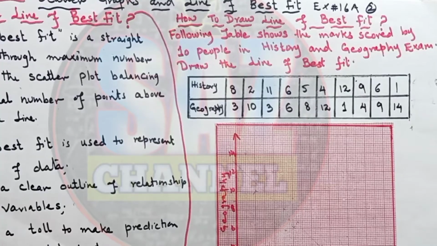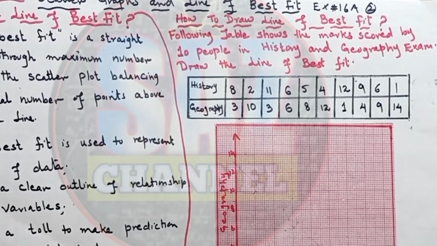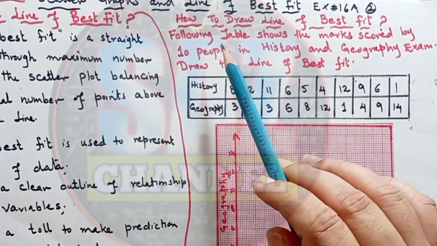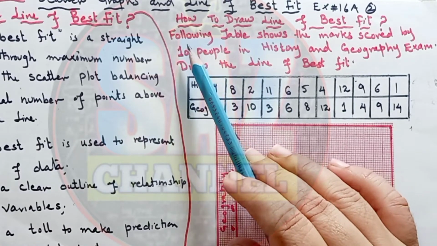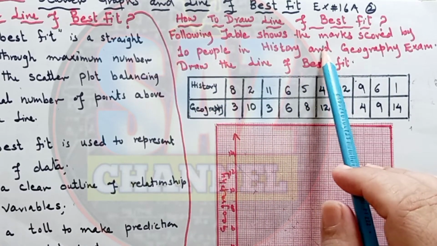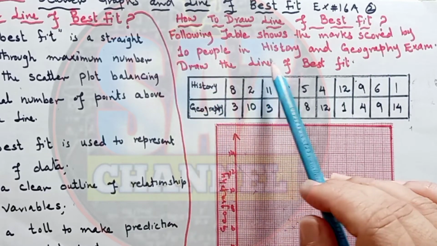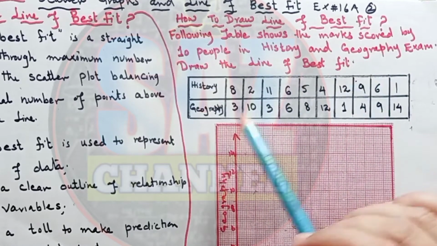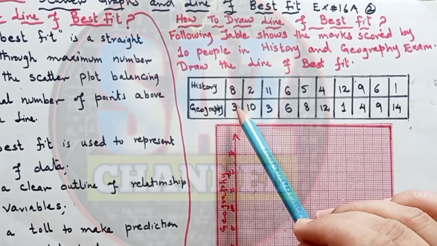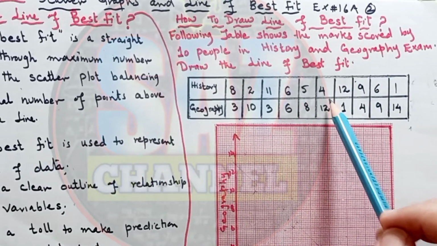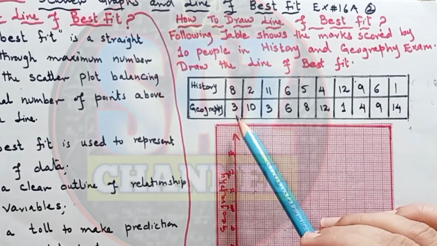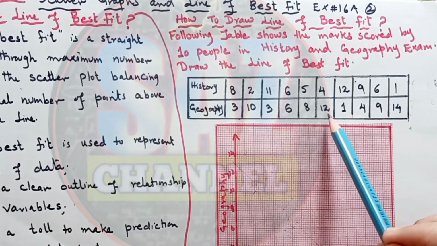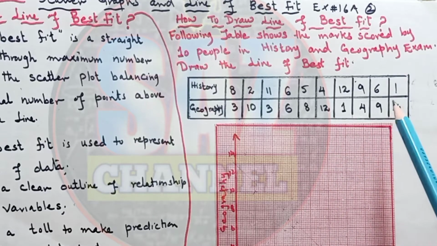Now let's move to one example and try to understand how to draw the line of best fit. The question says that the following table shows the marks scored by 10 people in history and geography exams. Draw the line of best fit. The marks for history are 8, 2, 11, 6, 5, 4, 12, 9, 6 and 1. And for geography are 3, 10, 3, 6, 8, 12, 1, 4, 9 and 14.